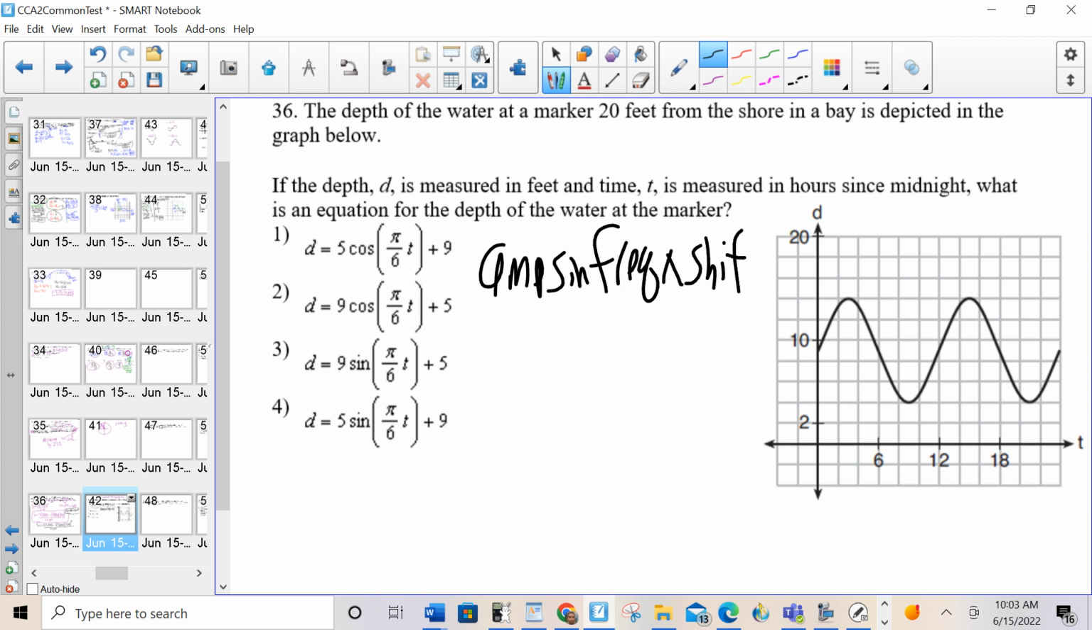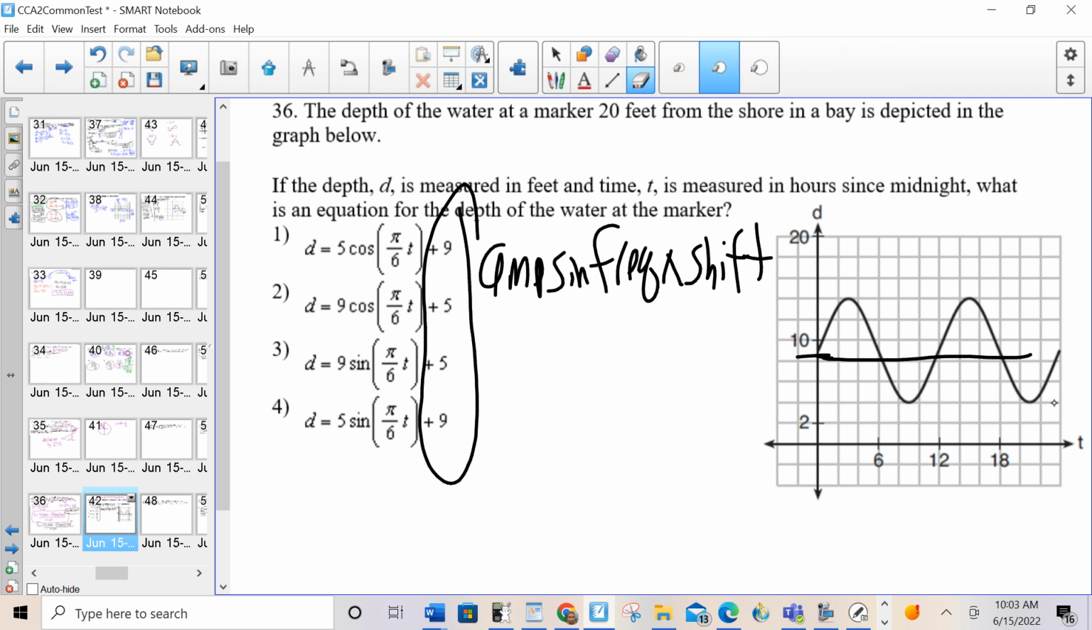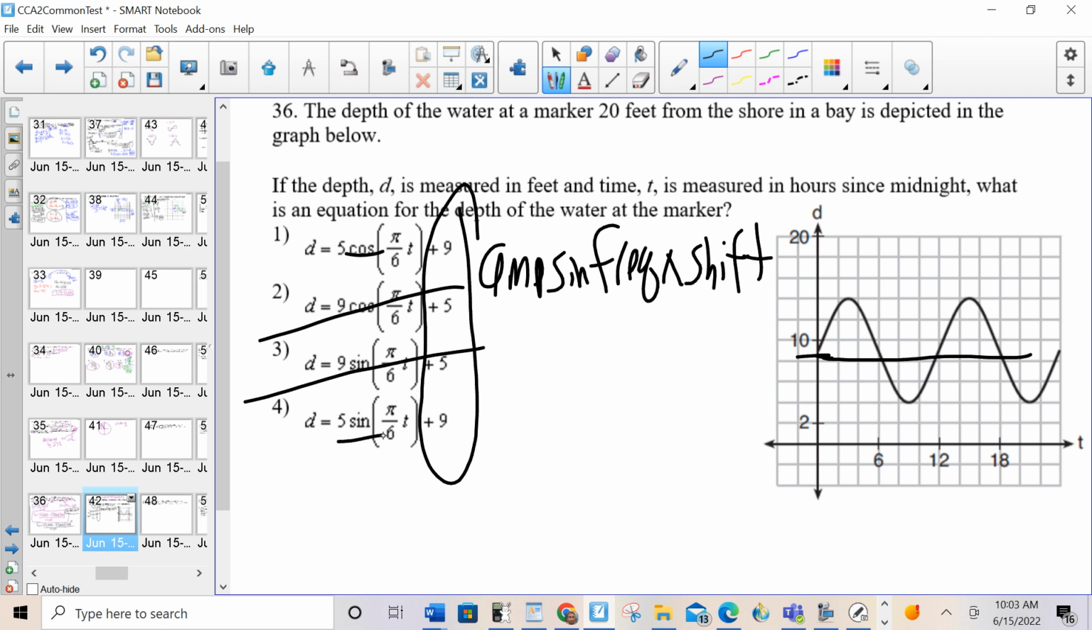Well, let's look at the components. Let's look at the shift. Let's eyeball it here. The midline, is the midline at 5 or 9? 5 is here, 9 is here. Which of those is the midline? Not 5, 9 is. So those are out. And then from there, is it a positive cosine or is it a positive sine? Well, it starts at the midline, it goes up. It's a positive sine, it's not a cosine.